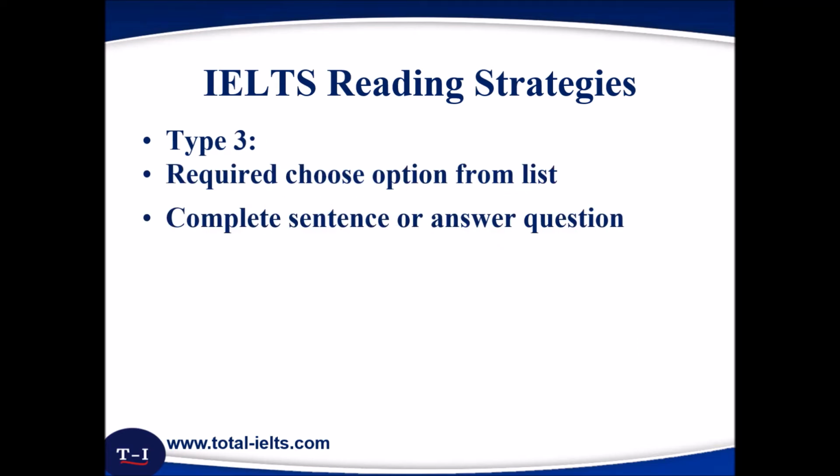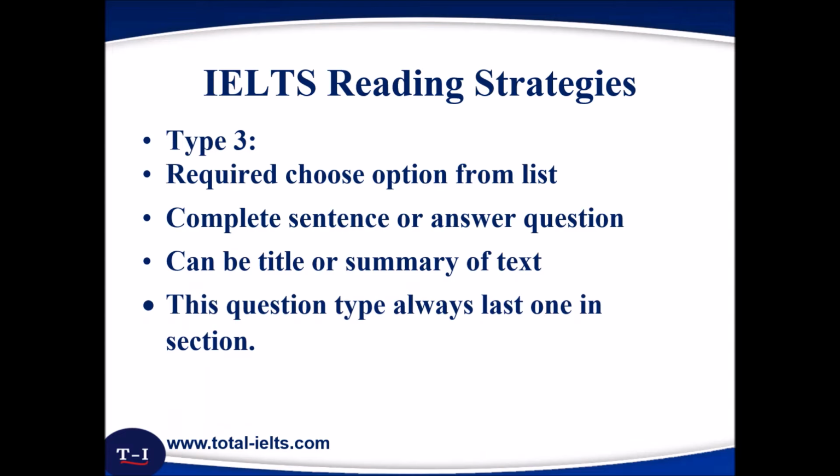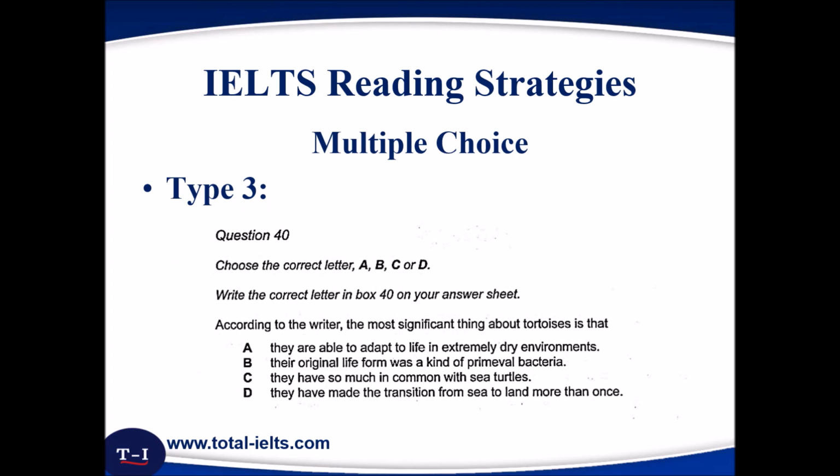Another type is you are required to choose an option from a list to complete a sentence or answer a question, and it can be a title or summary of the text as a whole. This question type is always the last one in the section. Here, for example, question 40, the last question in the test, you are required to choose A, B, C, or D. And the summary here is the most significant thing about tortoises.